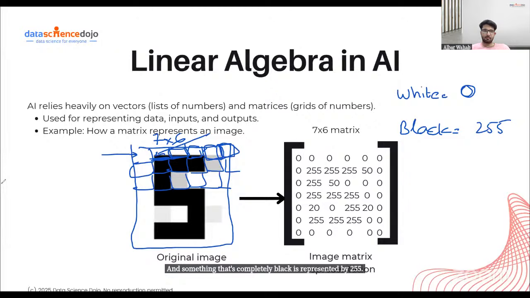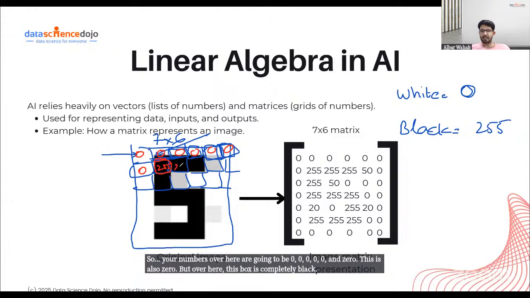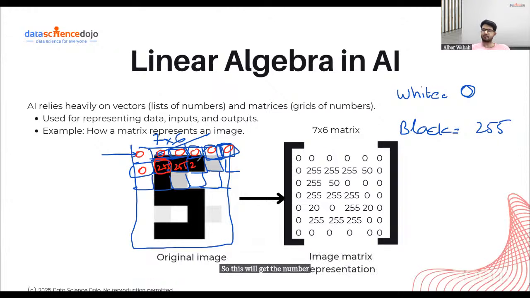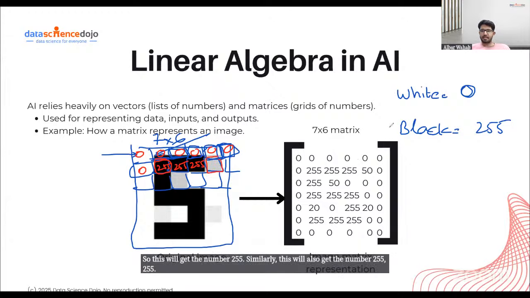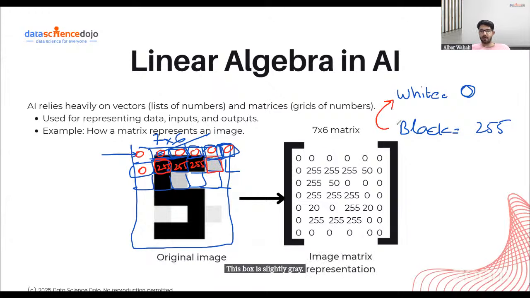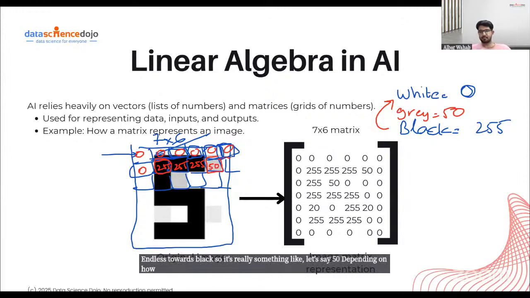So your numbers over here are going to be 0, 0, 0, 0, 0, and 0. This is also 0, but over here, this box is completely black. So this will get the number 255. Similarly, this will also get the number 255. This box is slightly gray, so it's more towards white and less towards black. So it's really something like, let's say 50, depending on the intensity of the black color. And this is again white, so that's 0.